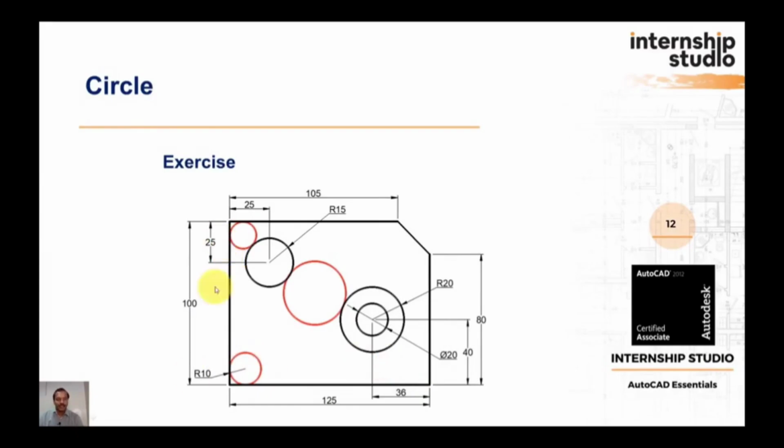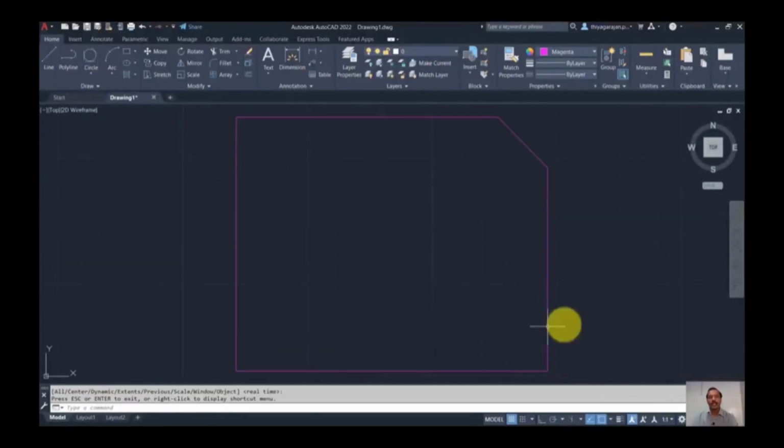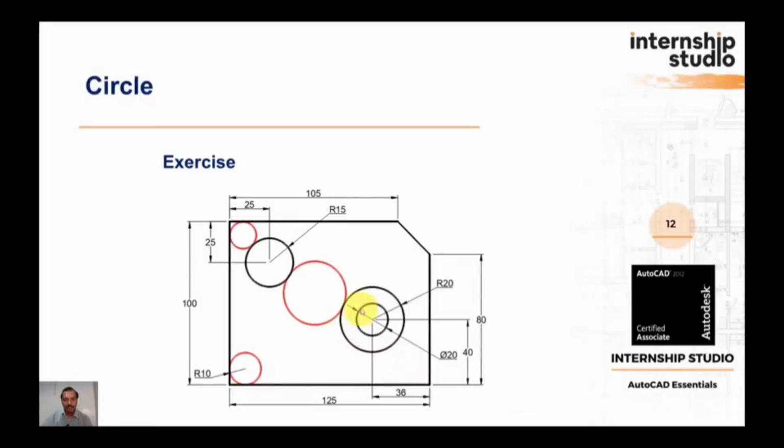Okay. First, let us draw the lines. After that, we can construct the circles. I have drawn the lines. Now I'm going to construct the circles. First, let us draw the black color circles. This circle's center point is located from the top left corner at X is 25, Y is 25. This other circle's center point, from the bottom right corner, is 36 and 40. We have the radius. Once we construct these circles, we use all the other methods.